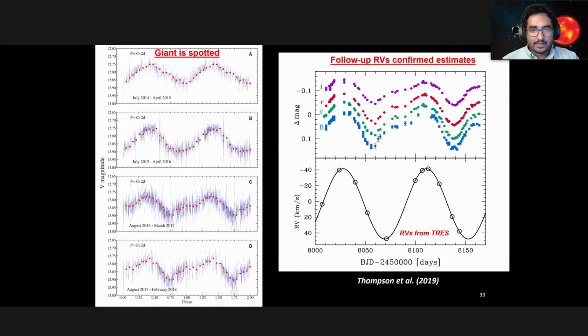The most crucial part of this puzzle is the spectroscopic orbit. To actually derive this, we had to go and obtain follow-up radial velocity data from the TRES instrument at the Fred Lawrence Whipple Observatory. The follow-up radial velocities confirm the estimates that we made from just the three APOGEE data sets. The orbital period of the binary is about 83 days, which is the same as the rotational period of the giant. This means that the giant's rotation is tidally synchronized with the binary orbit. And we also find that the eccentricity of the orbit is about 0, which tells us that this is on a circular orbit.